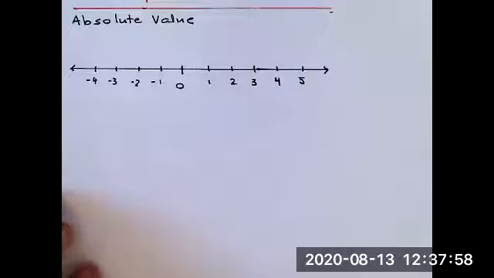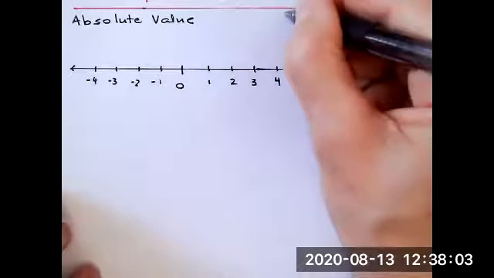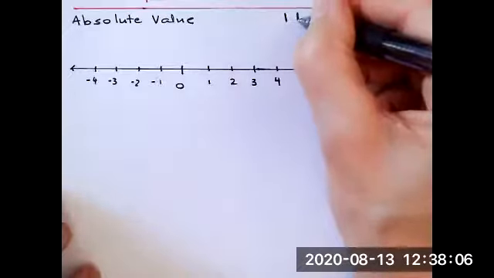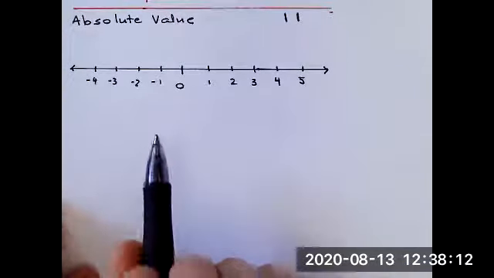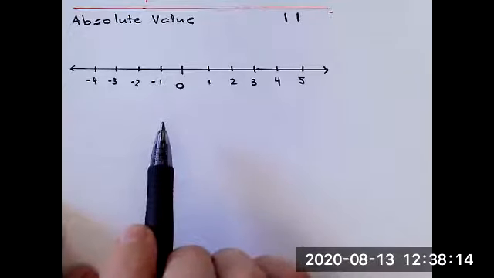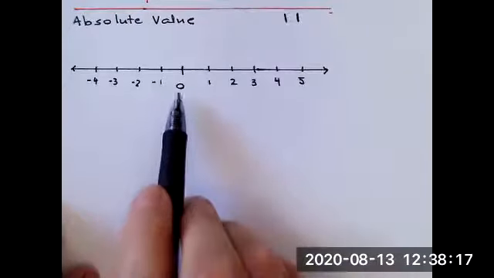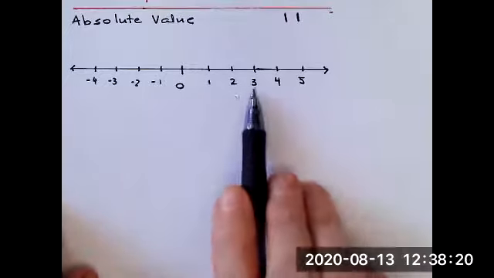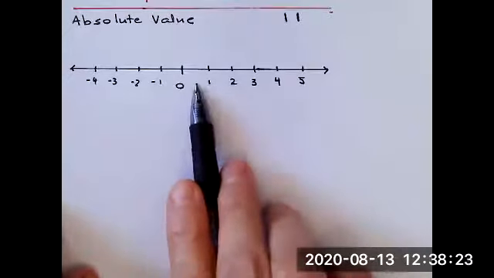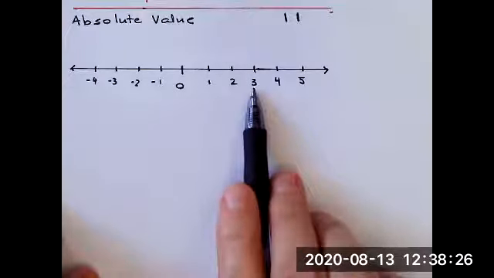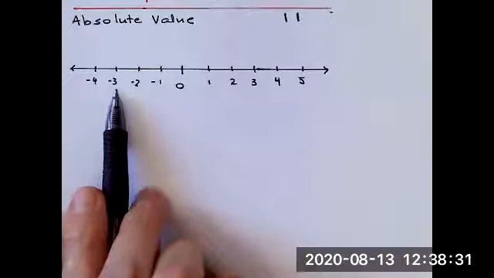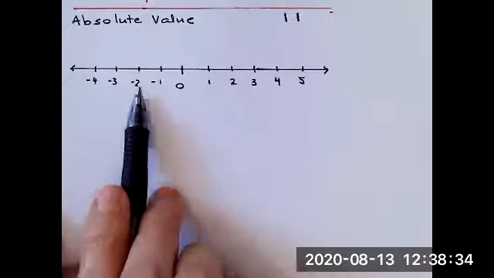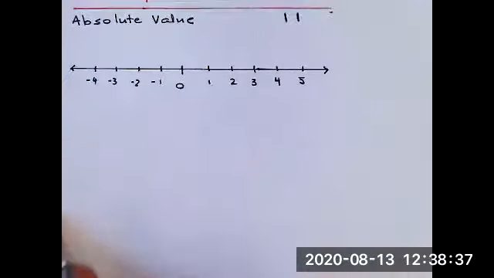Let's talk about absolute value. Absolute value is a symbol with 2 vertical lines around a number. One definition of absolute value is the absolute value of a number is its distance from the origin, or 0. So how far is 3 from 0? Well, it's 1, 2, 3. So the absolute value of 3 is 3. The absolute value of -3 is also 3, because you have to walk a distance of 3 to get there.